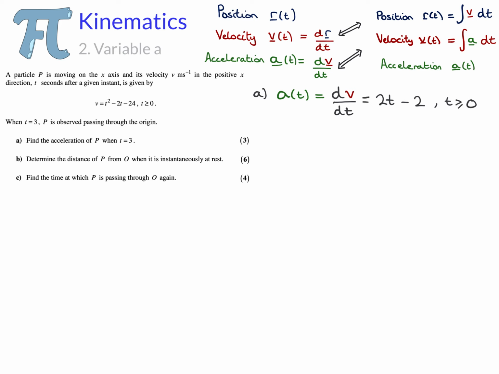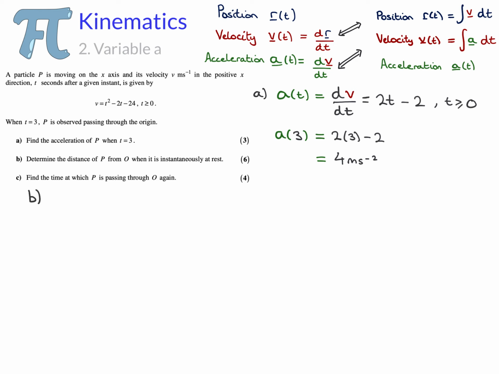Now we have the general expression, we can find out the acceleration at any time in the domain. We find it after 3 seconds by subbing t is equal to 3 into the function, and we get that the acceleration at this time is 4 meters per second squared.